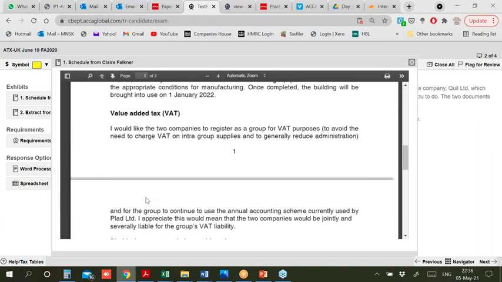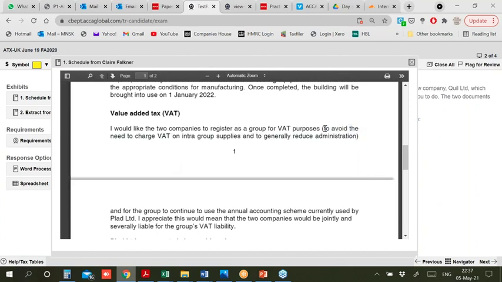So part C is done, let's talk about part B, value-added tax. I would like the two companies to register as a group for VAT purposes to avoid the need to charge VAT on intra-group supplies and to generally reduce administration. Now, Tariq, be careful. Claire already knows these two advantages, so I will not be scoring any marks by telling her this again.